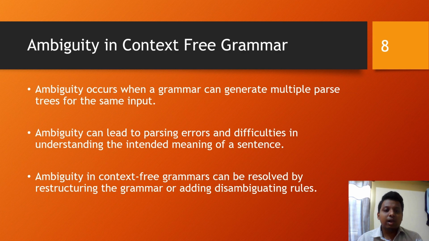Now let's look into ambiguity in context-free grammar. Ambiguity occurs when a grammar can generate multiple parse trees from the same input. Ambiguity can lead to parsing errors and differences in understanding the meaning of sentences. Ambiguity in context-free grammars can be resolved by restructuring the grammar or adding disambiguating rules.